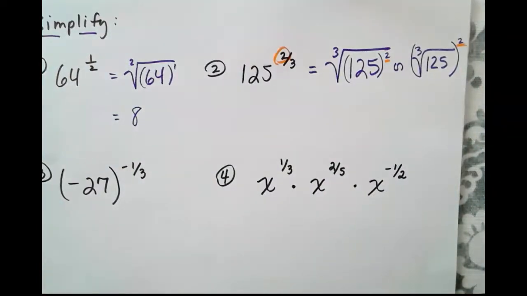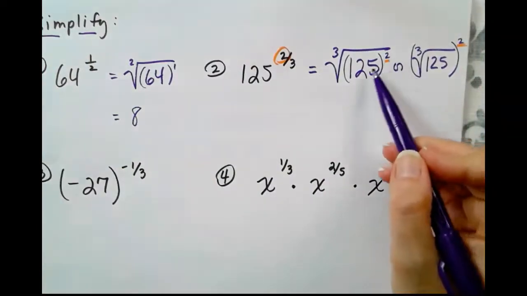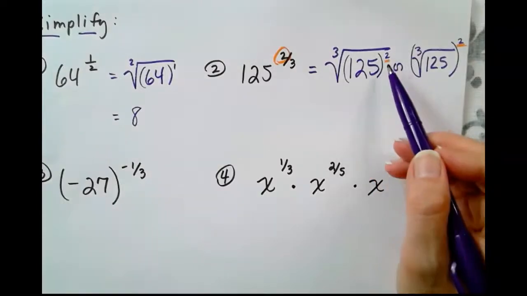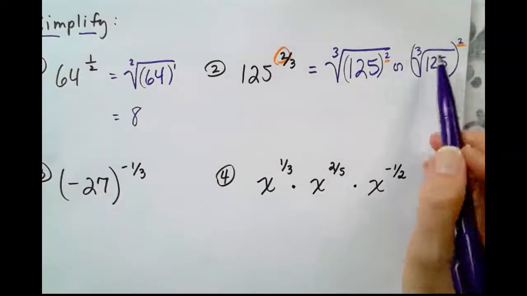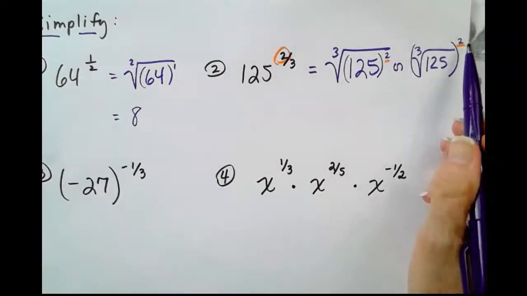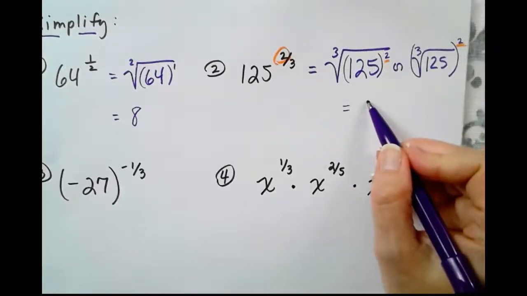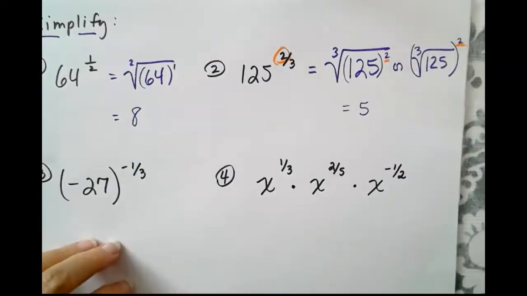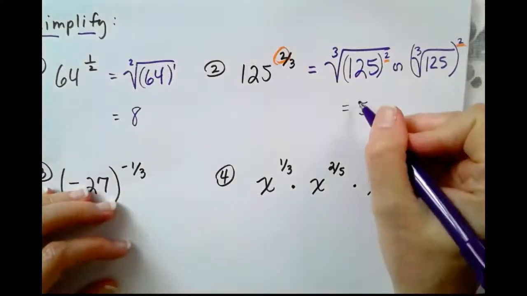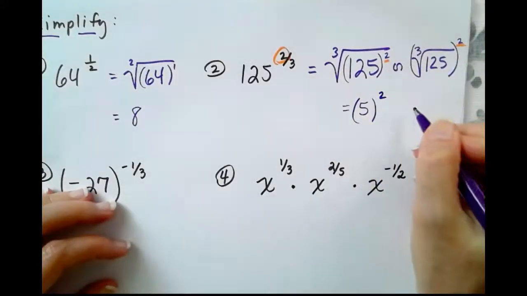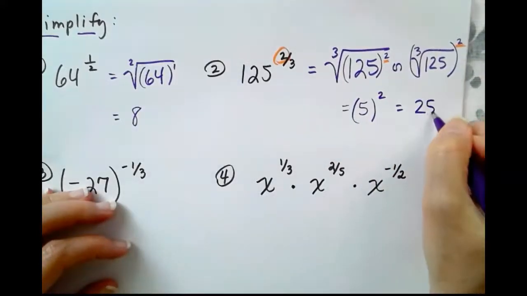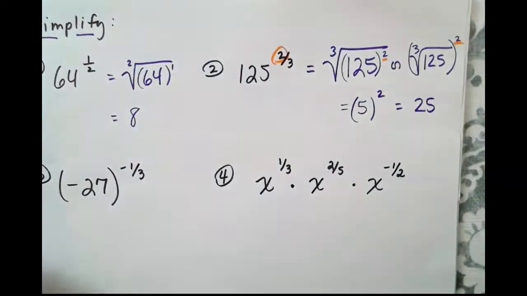And how do you know which way to write it? Well, I would not want to square 125. I would prefer to first take the cube root, then square it. Hopefully you know that the cube root of 125 is 5. Let's finish this one. Because we want to raise that now to the 2nd power, it would be 25 for the final simplification.